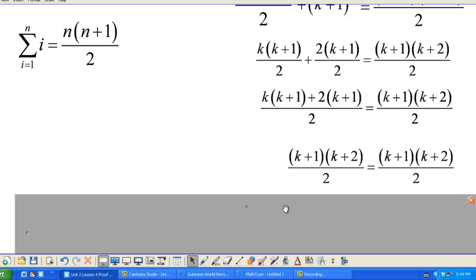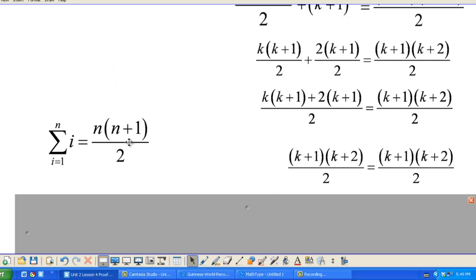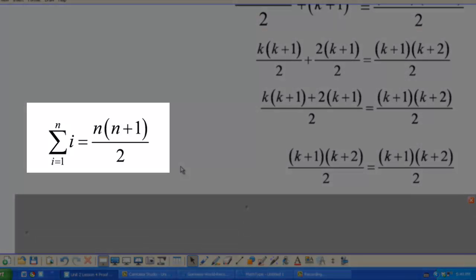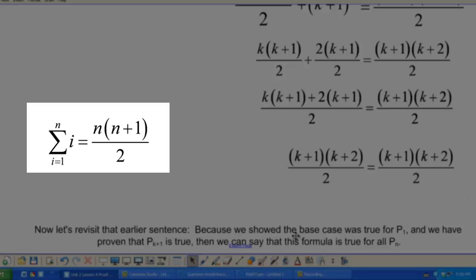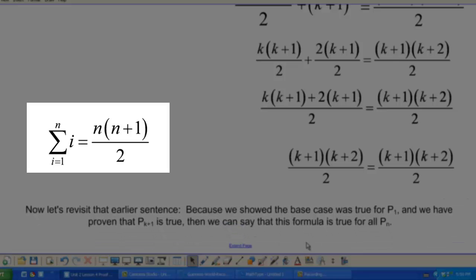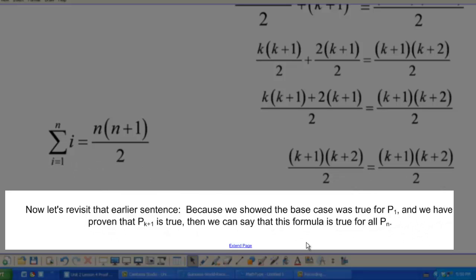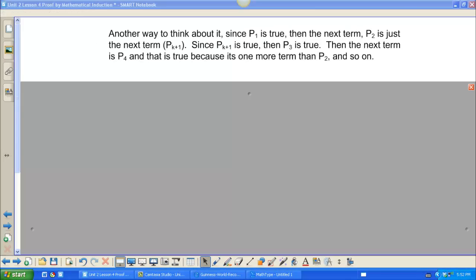In mathematical induction, by proving the base case is true, we made an assumption that it was true for k, but then we proved that k plus 1 is true. We can now say that the sum of i from i equals 1 to n is true in all cases for n, and that it would equal n times n plus 1 over 2. So if we revisit that earlier sentence, because we showed the base case was true when we inputted the 1, and we have proven that k plus 1 is true, we can say this formula is true for all P sub n.